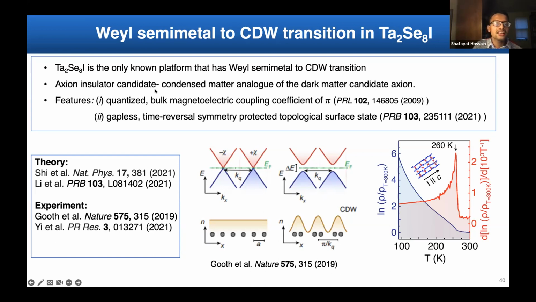But proving an axion insulator might be challenging, which will require, of course, a quantized bulk magnetoelectric coupling coefficient of pi. And there is another paper which suggests that it should have a gapless time reversal symmetry protected surface state, topological surface state. So from the literature, there were pieces of evidence for axion insulator like behavior, some paper back in 2019.